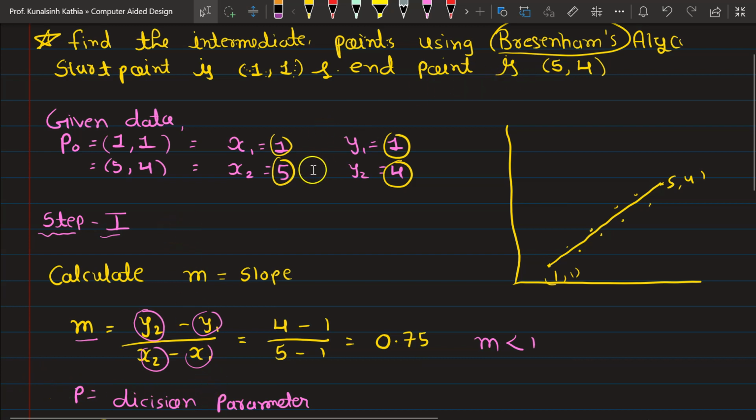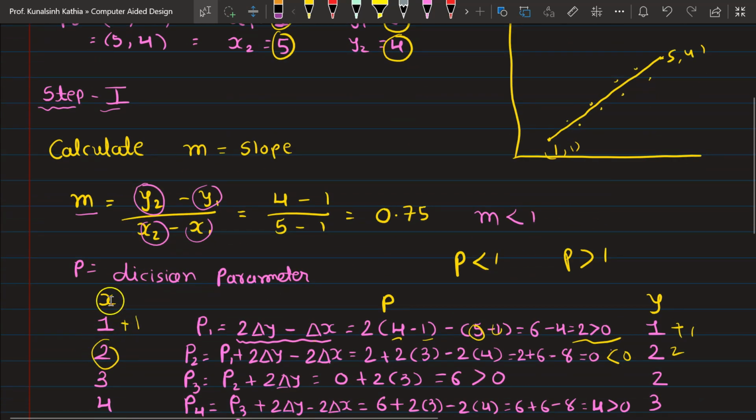Now in Bresenham's algorithm, P is calculated as a decision parameter. P is very important. There are two conditions: what if P is less than 0 and what if P is greater than 0, right? So we'll see it. Now what I'm doing is making 3 columns: x, p and y. The first step is to put the first point, which is 1 1, here as 1 and 1. Then the first equation will be p1 is equal to 2 delta y minus delta x. This is the standard equation.